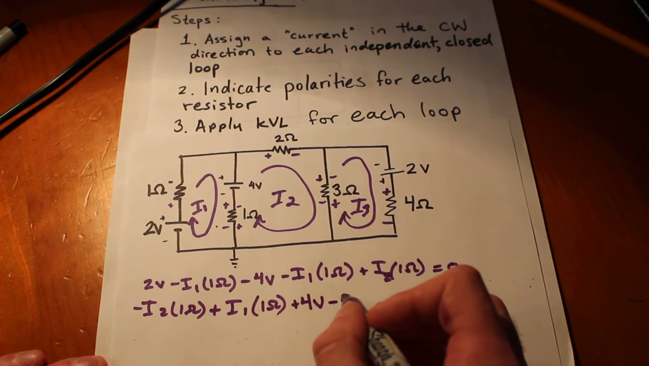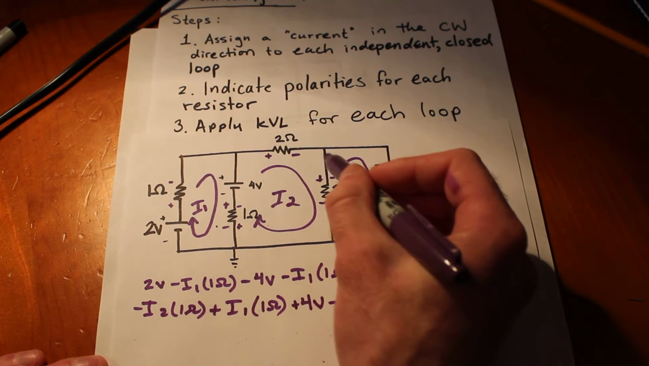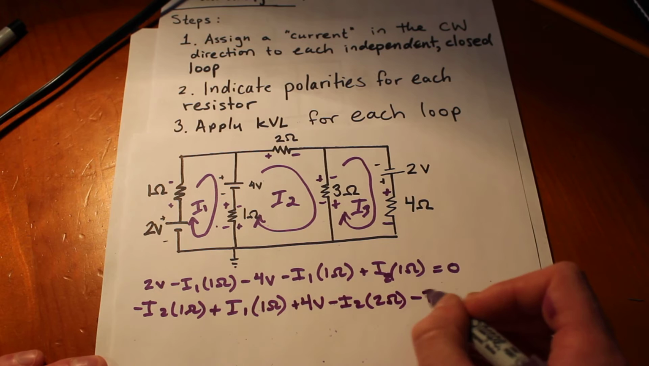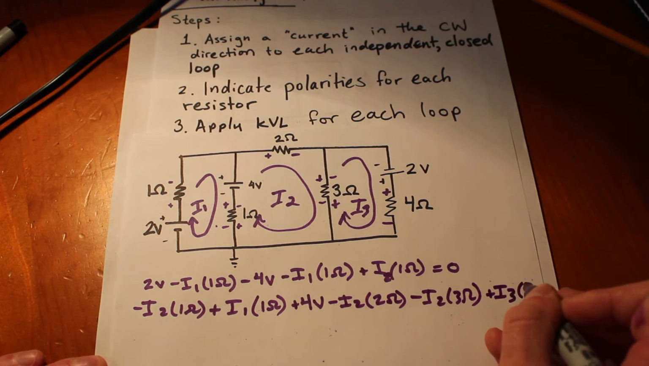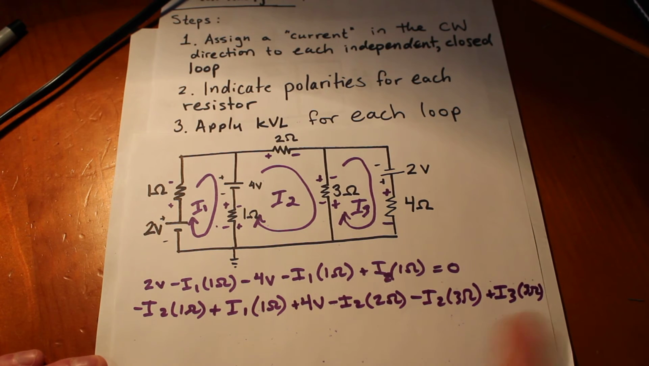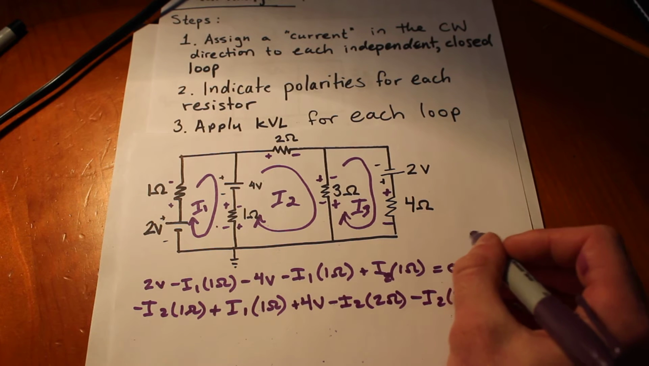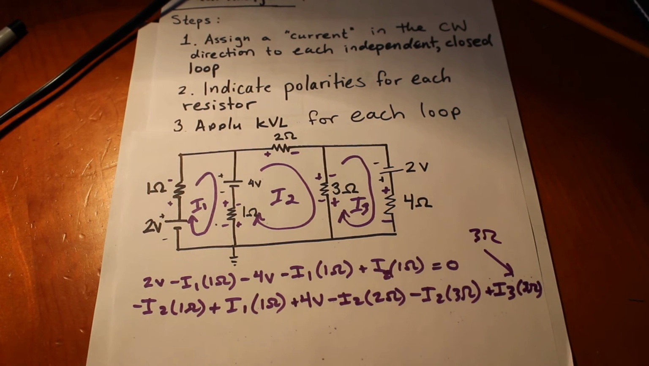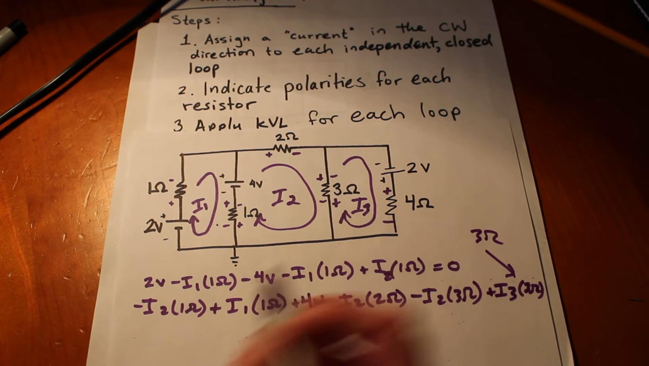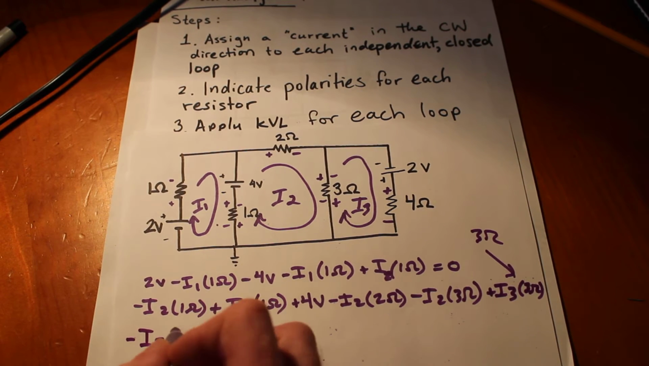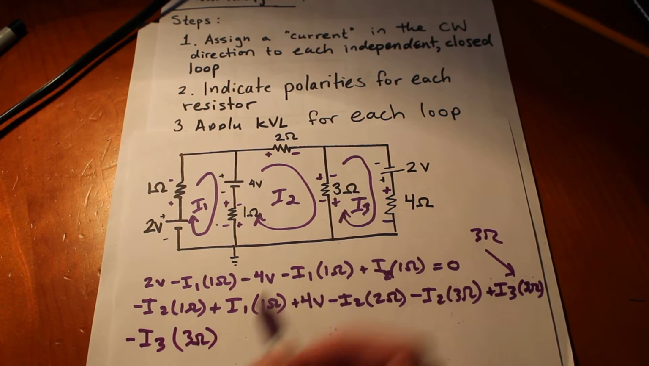We have minus I2 2 ohms, and come back down, we have minus I2 times 3 ohms plus I3 times 3 ohms. Sorry, it's a little crunched there. Hopefully everyone can see that. 3 ohms, okay? And the last one, we'll come down this way, come up, negative I3 times 3 ohms, okay? And it's shared by I2.